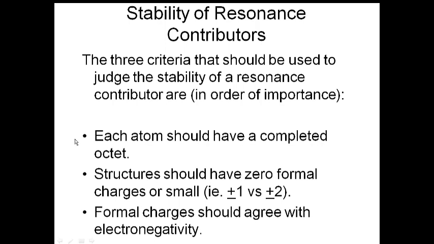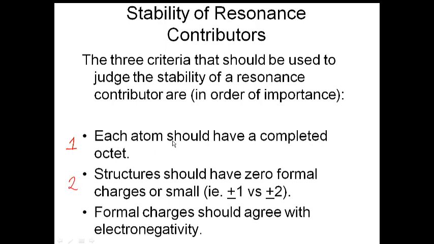So rule number 1 says each atom should have a completed octet. Resonance structures that don't have every atom having a completed octet are less stable immediately by rule number 1. Does it mean that we draw them? Sometimes we will and sometimes we won't. So sometimes I'll say write all the possible resonance structures that you would get having completed octets. Sometimes we won't. Okay, so that's going to depend. So that's rule number 1.